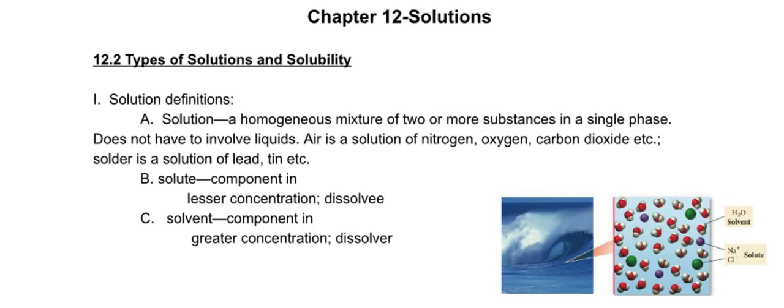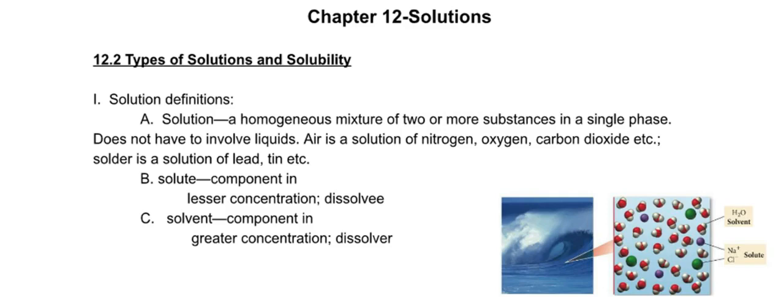A solution, which should be a review, is defined as a homogeneous mixture. What does that mean? Same throughout, of two or more substances in a single phase. That's what we mean by same throughout. It does not have to involve liquids, although we most commonly think of them that way. Air is a solution of nitrogen, oxygen, carbon dioxide, etc. Believe it or not, solder, if you ever heard of that, is a solution of lead and tin. So it does not have to be just liquids, okay?